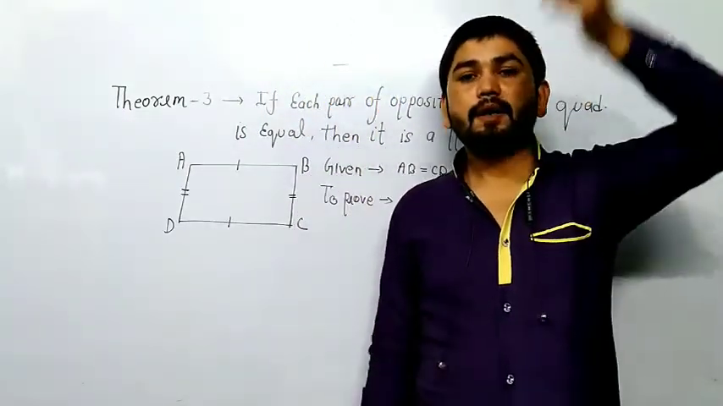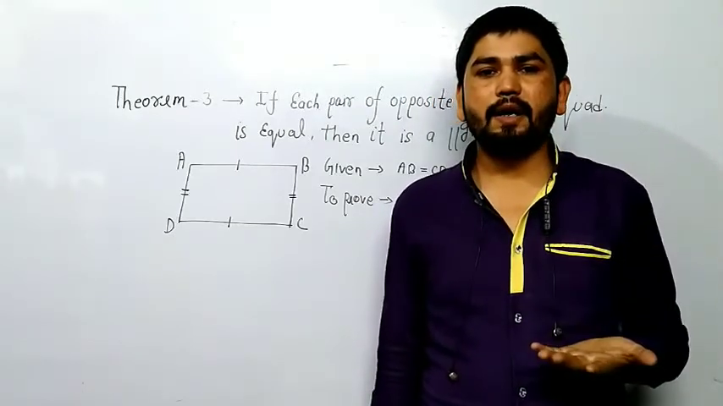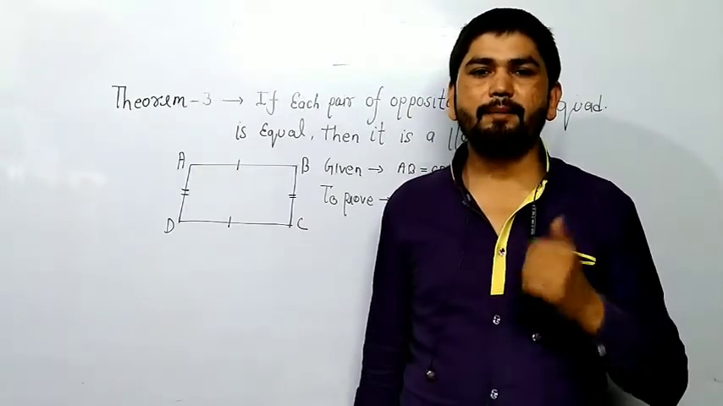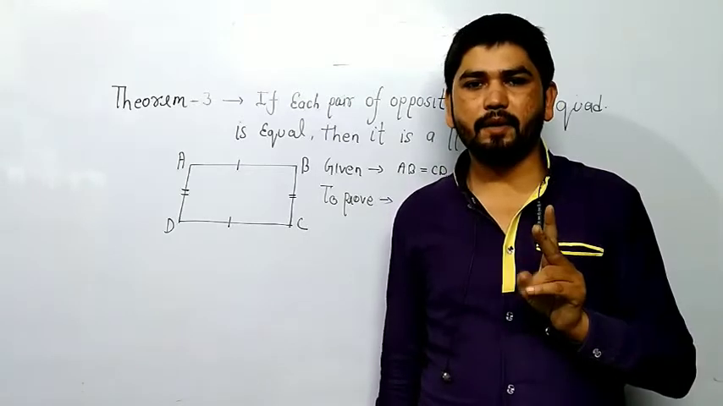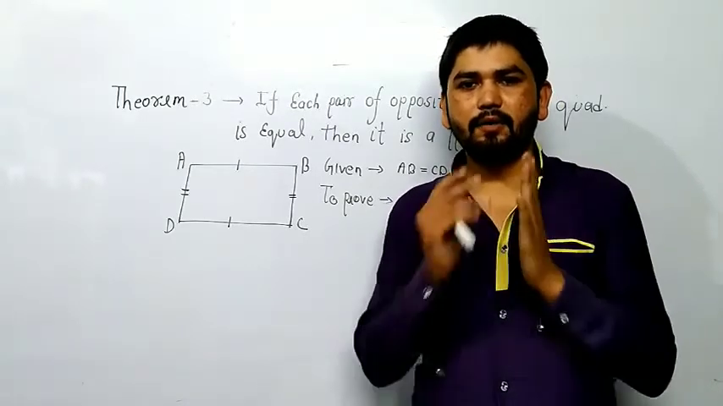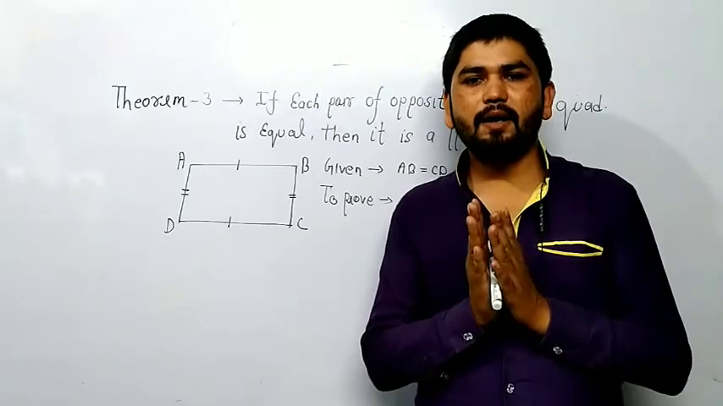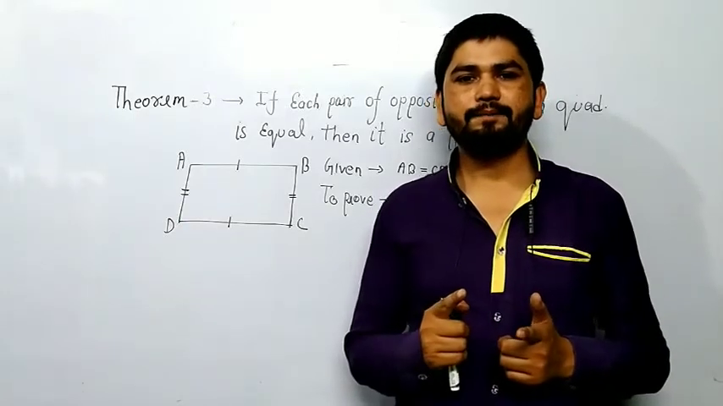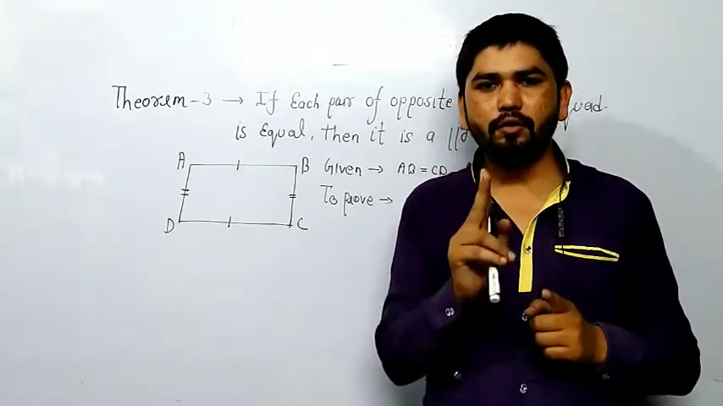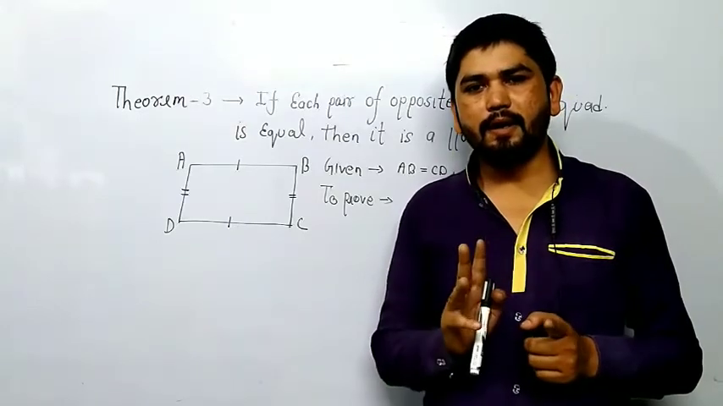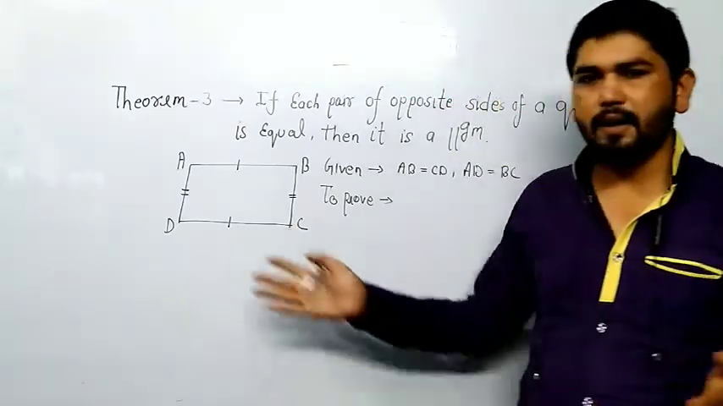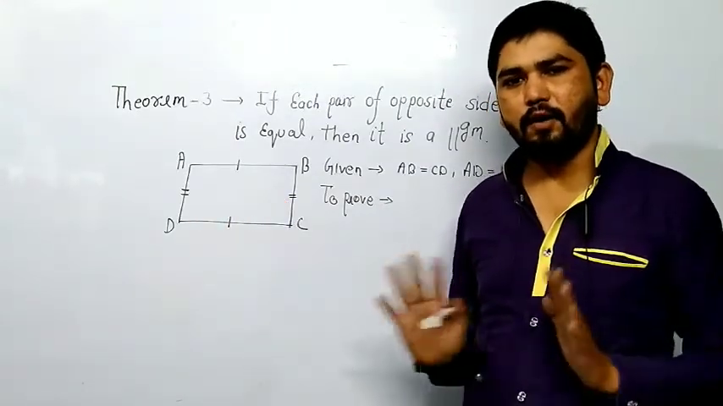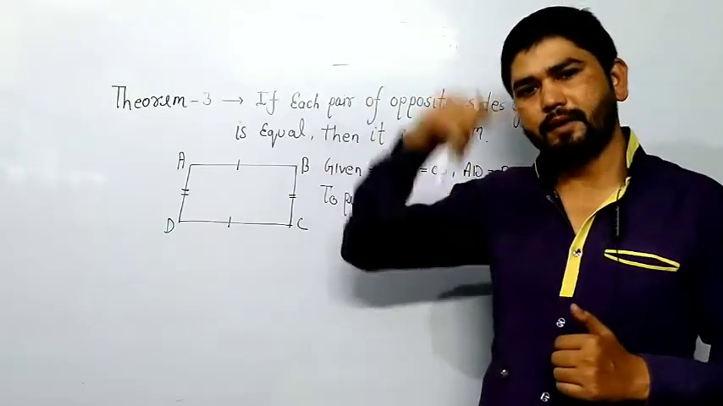And how can we prove? Just remind theorem 1. What was theorem 1 saying? It was saying if we draw a diagonal in a parallelogram, it will divide the parallelogram into two congruent triangles. Theorem 1 was saying that the diagonal will divide the parallelogram into congruent triangles. So if we draw a diagonal here and prove both the triangles are congruent, it will be a parallelogram, yes, according to theorem 1.